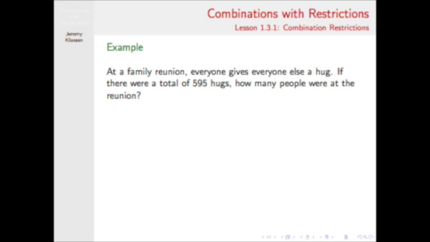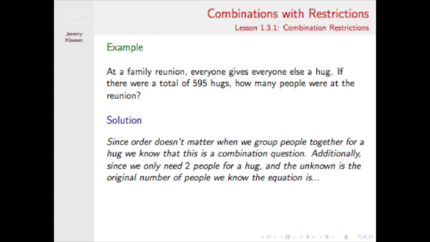Okay, this next question, although it looks different than the previous one, is actually very, very closely related in terms of the math. At a family reunion, everyone gives everyone else a hug. If there were a total of 595 hugs, how many people were at the reunion? So we've got to build an equation. Now, since order doesn't matter when we group people together for a hug, this is going to be a combination question. And additionally, we only need 2 people for a hug. Well, okay, I know you can have group hugs and whatever, but 2 people for a hug. And the unknown in this case is the number of people that we're starting with. So the equation must be n choose 2 is equal to 595.